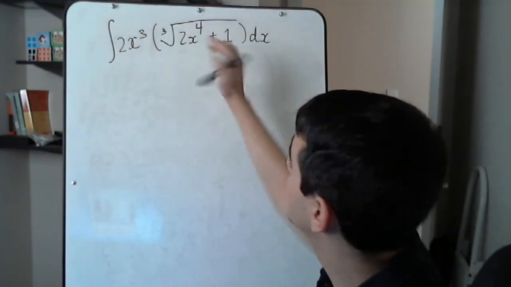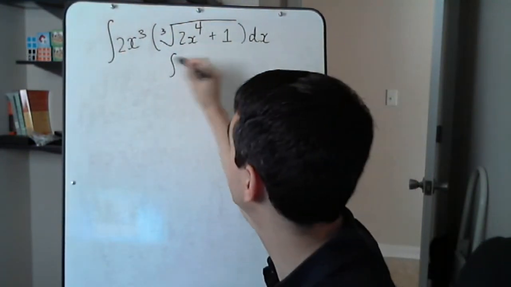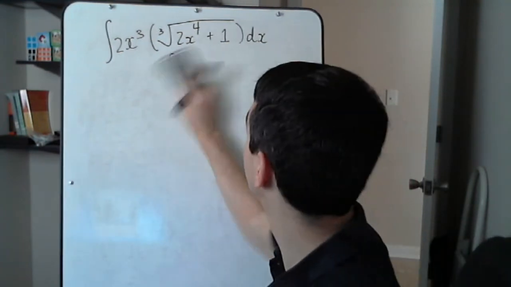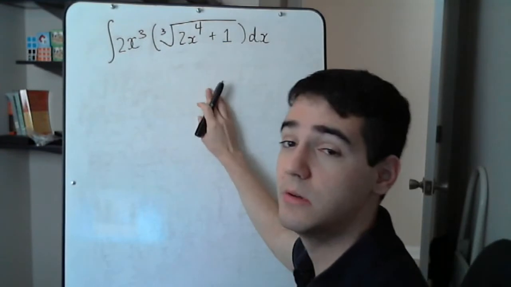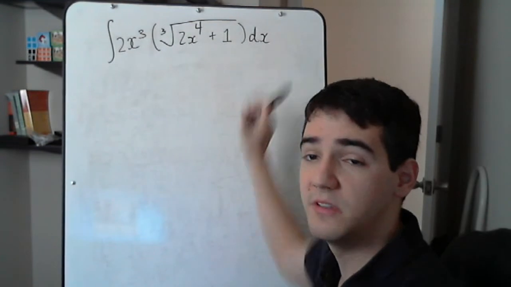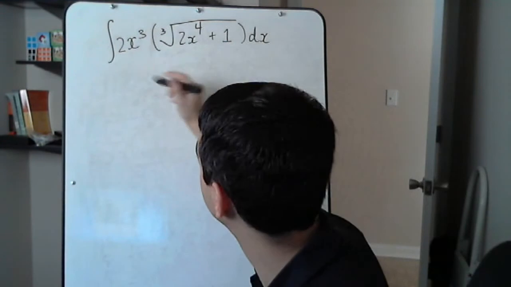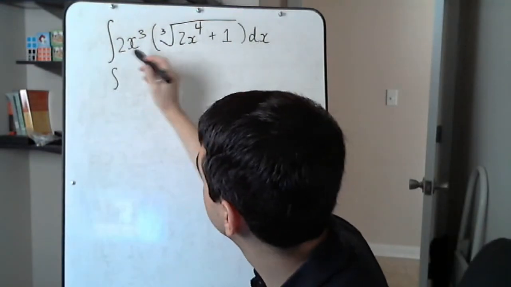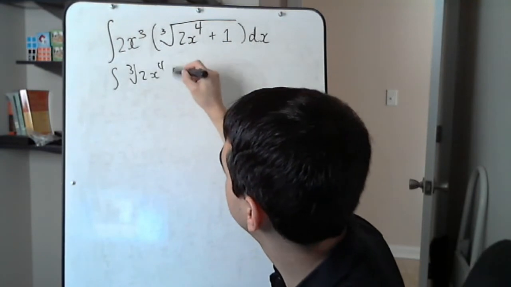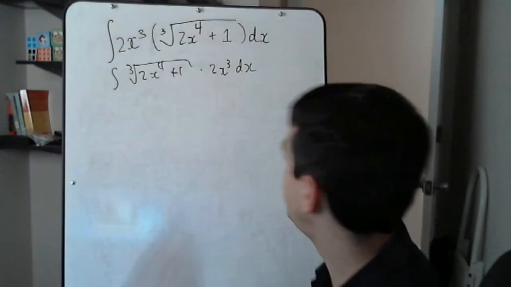So remember, we want to choose, so what I'm going to do is rewrite this expression because we want it to look like u du. That's what U-substitution is. So let's rewrite it so it's easy to pick out what's going to be u and what's going to be du. Usually you want the easier of the two functions to be multiplied with dx, so in this instance it's going to be 2x cubed. So it'll be cube root of 2x to the fourth plus 1 times 2x cubed dx.